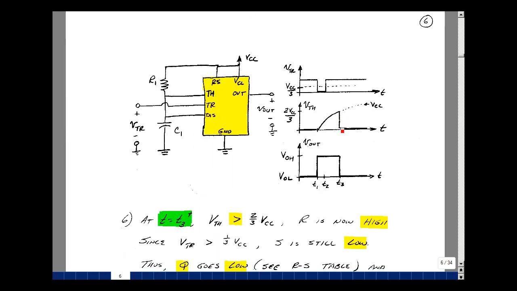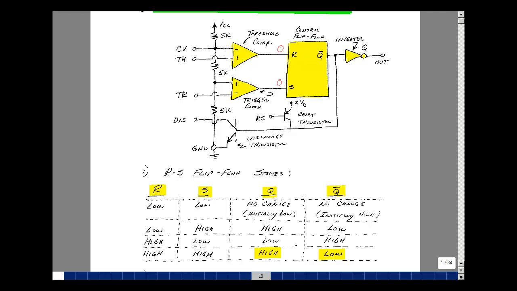Now what happens as we cross T3? So let's say T3 plus. The voltage across the capacitor, which is also the voltage of the threshold pin, has now just slightly exceeded 2/3 VCC. Let's go ahead and look at our block diagram.